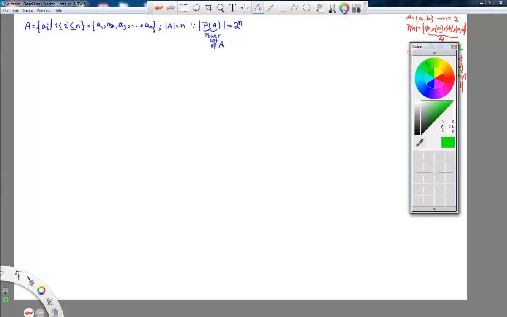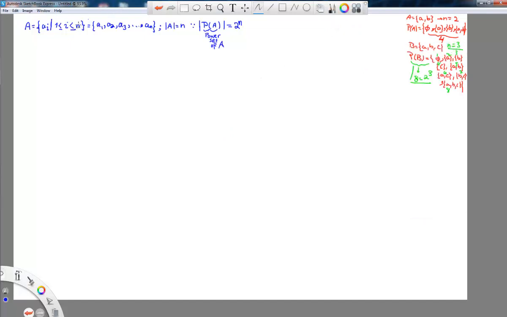So this is what I want to prove: that if my original set has n elements, then its power set will have 2 to the n elements. I do this by proof by induction. So let's see how we do the proof by induction in this case. Now remember, to prove by induction, I would have to do two things: the base case, or basis, and then the inductive step.